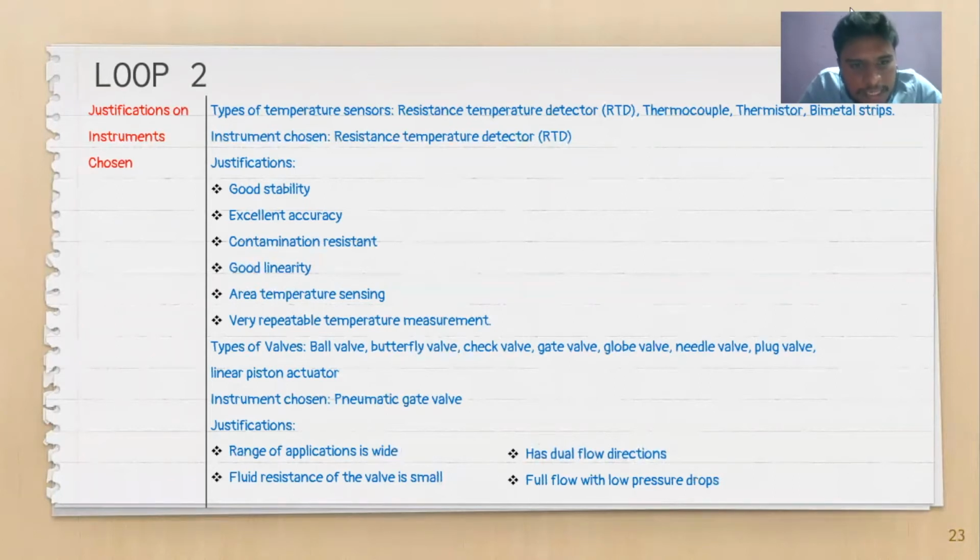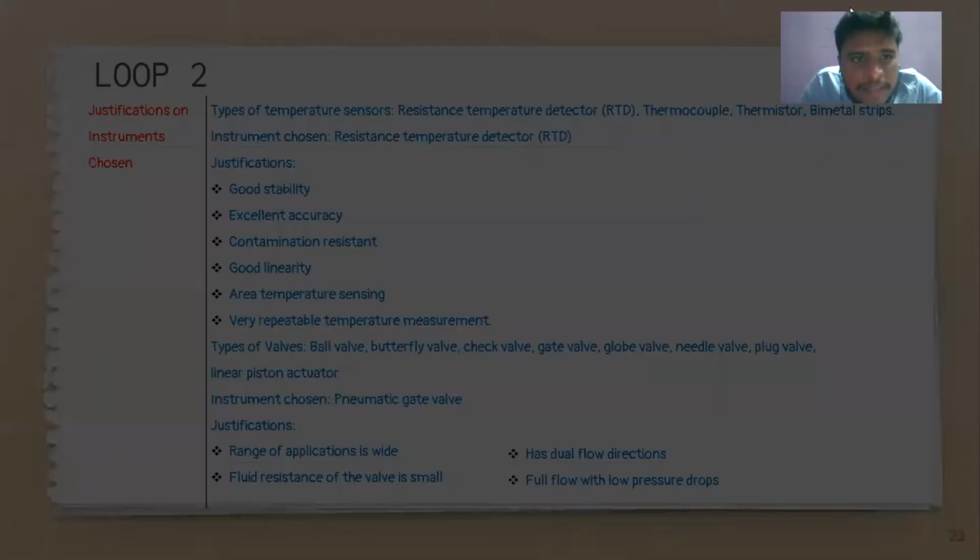And moving on, the type of valves. Among the types of valves such as ball valve, butterfly valve, check valve, gate valve, globe valve, and so on, we think the best will be the pneumatic gate valve because the range of applications is wide, fluid resistance of the valve is small, it has dual flow directions, and it can flow with low pressure drops.